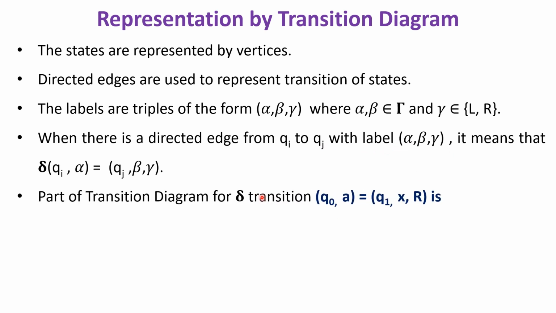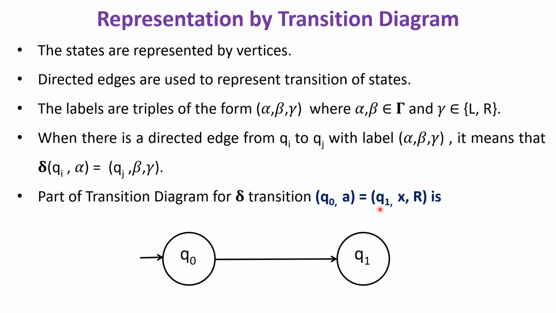So let us see part of a transition diagram for the delta transition. Delta of Q0, A goes to Q1, X, R. So the current state is Q0, going to new state Q1 for input symbol A, wherein the input symbol A is replaced by X and the read-write head is moved towards the right. So this is how we represent the transition diagram.